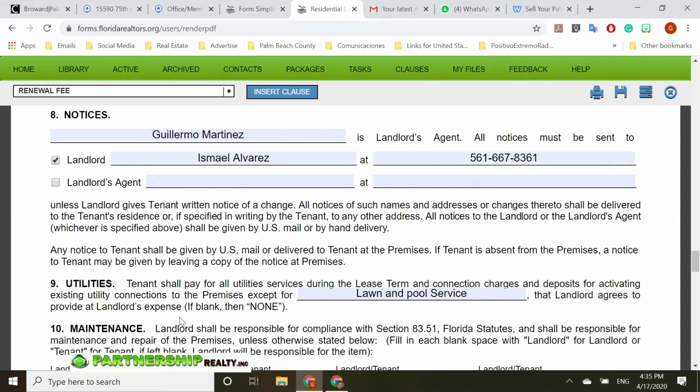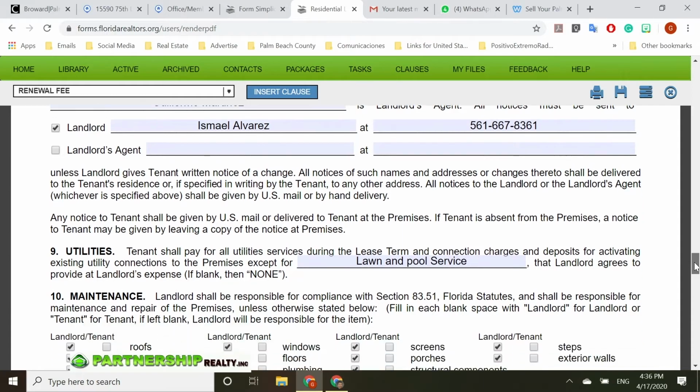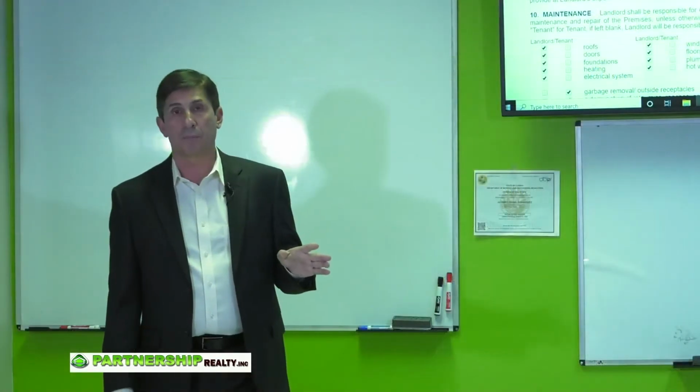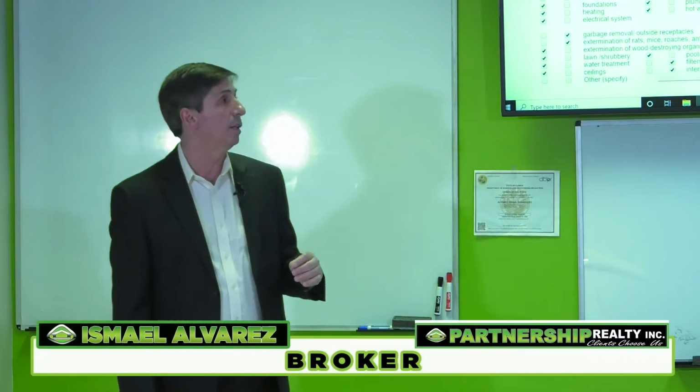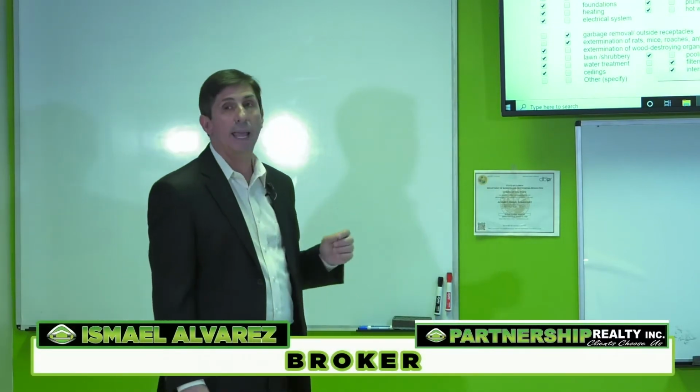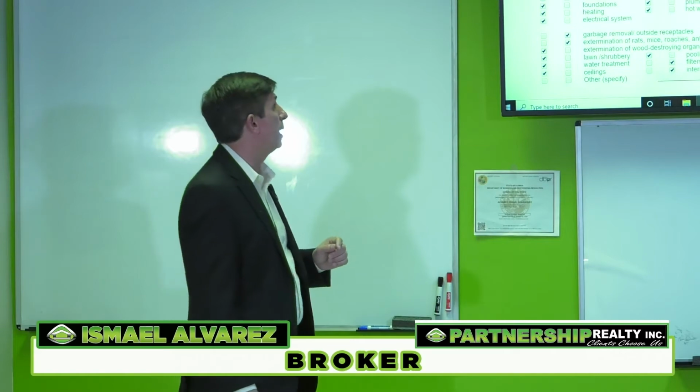Utilities. In the contract to lease, when we did the prior class, we put in there that all the utilities are going to be paid by the tenant except for the lawn maintenance. Well, we included pool service in this one too. So everything is going to be paid by the tenant, and the only thing that the landlord's going to pay for is the lawn and pool service. So we included it in there.